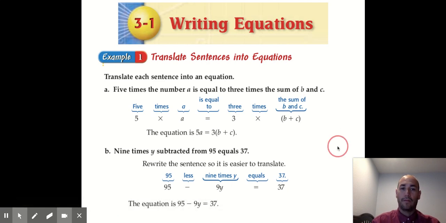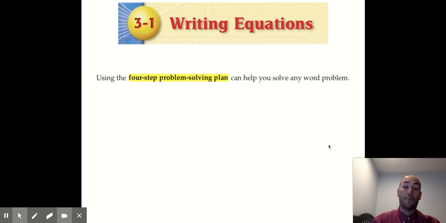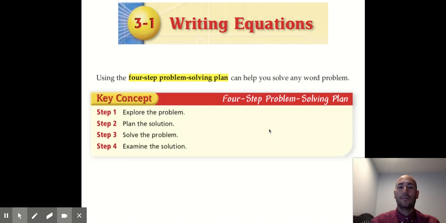All right, the next step is examining that 4-step problem solving plan. Using this can help us solve lots of word problems. I've heard from students many times that word problems are the most difficult thing and they don't know how to do them. So this is going to give us a more straightforward strategy for dealing with problems like that.